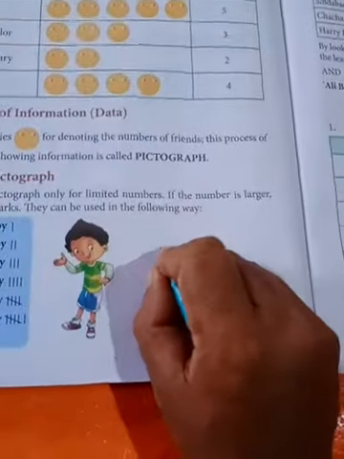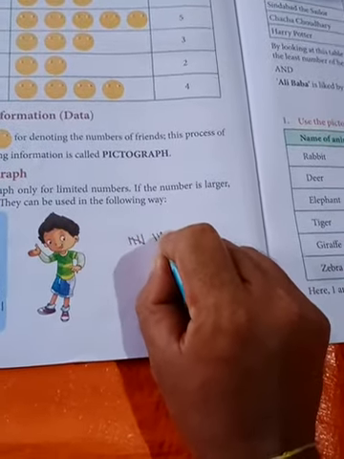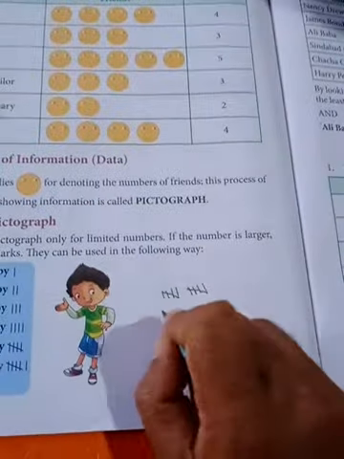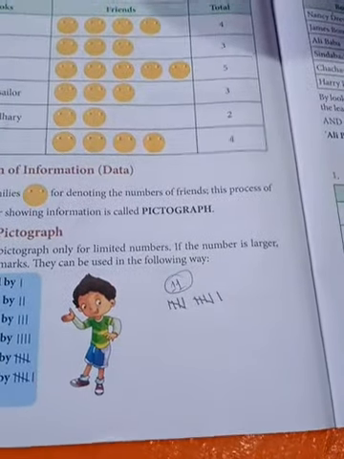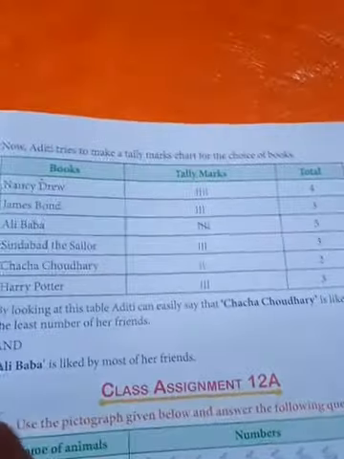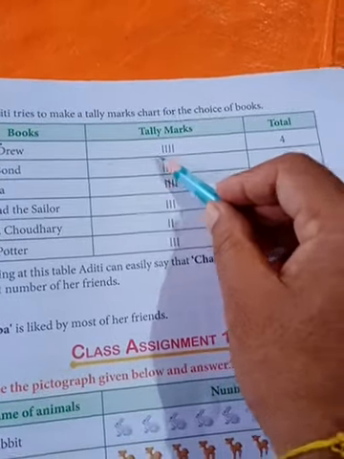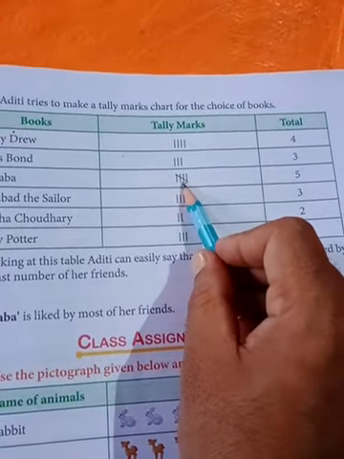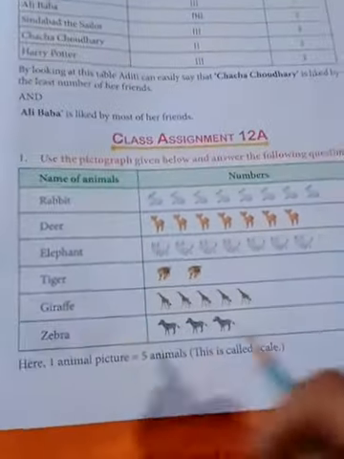If it is 10, 1, 2, 3, 4, then 5, 6, 7, 8, 9, 10. Do you understand? If we express 11, 10 plus 1, it will be 11. These are tally marks. So I will show you through your book: Nancy Drew in tally marks is 4. 1, 2, 3, 4 lines, so it will be 4. Alibaba, here is Alibaba, 5. So we write 5 here: 1, 2, 3, 4 and 5. Do you understand? These are called tally marks.